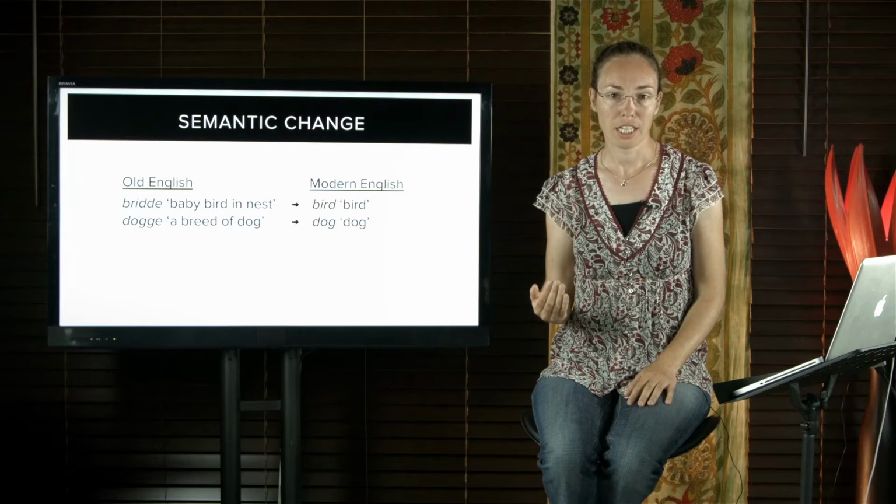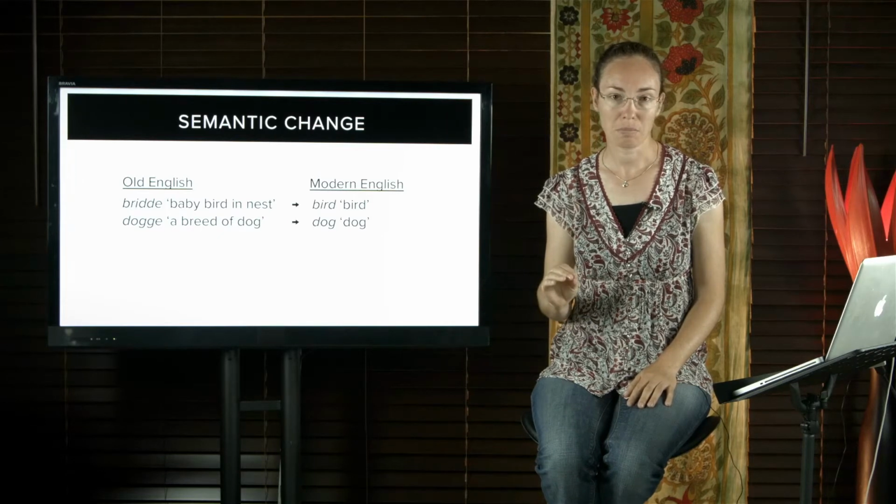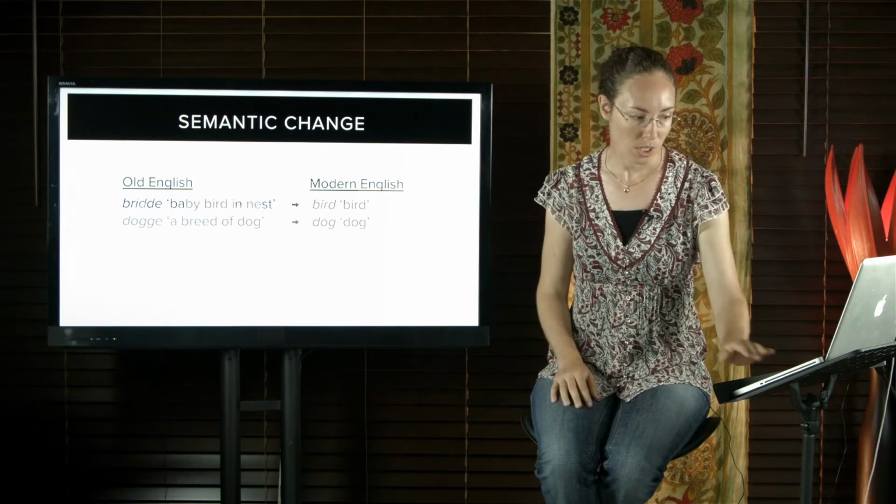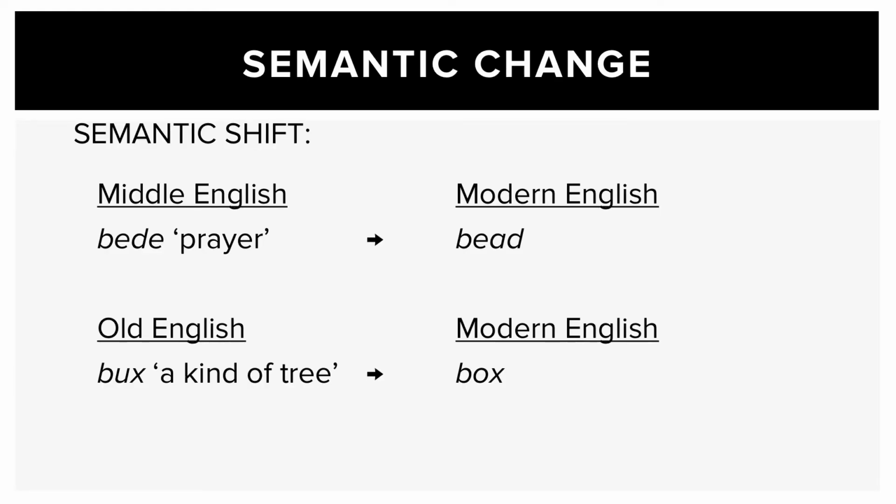Words can also change their meaning to a related but different meaning. We call this semantic shift. For example, we have the Middle English bead, meaning prayer, becoming the modern English bead. Old English bucks, a kind of tree, has become box today.